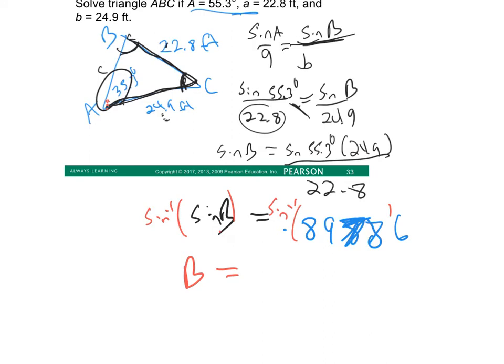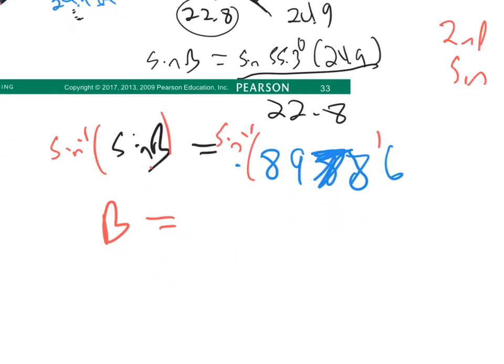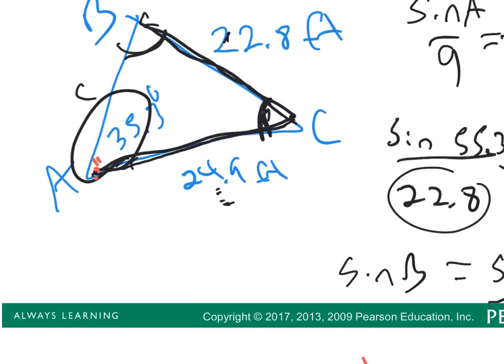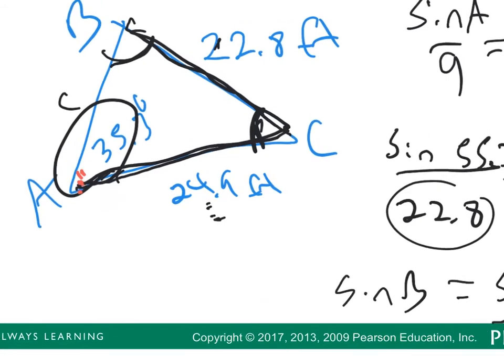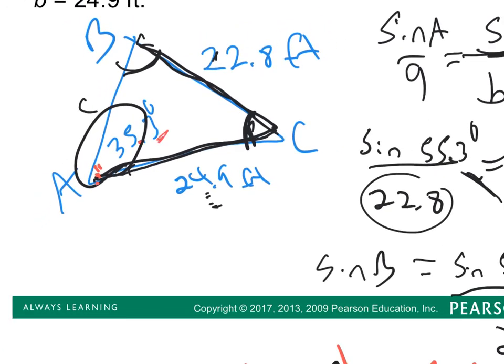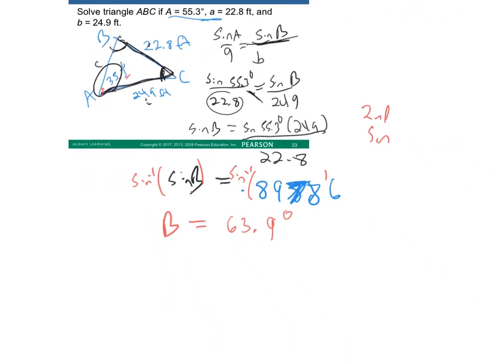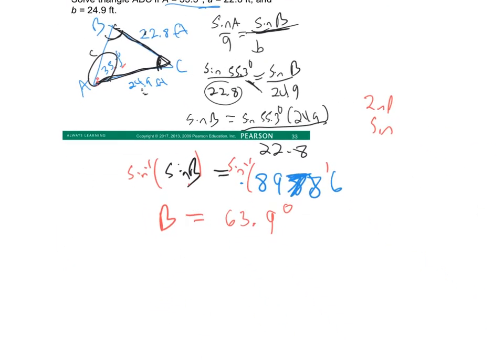So now go second sine of your last answer. Second enter to get your last answer. I'll be back. 63.9 degrees. I'm going to round it to 1 decimal place, because he had 1 decimal place right here, 55.3, 1 decimal. All right. Now, that's a good answer.